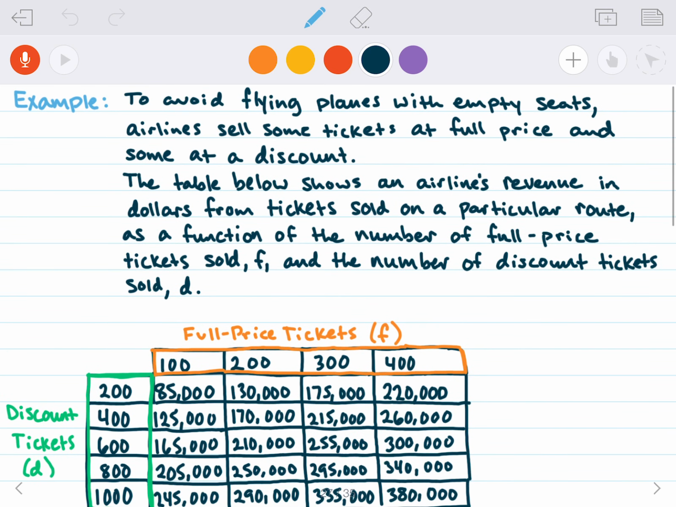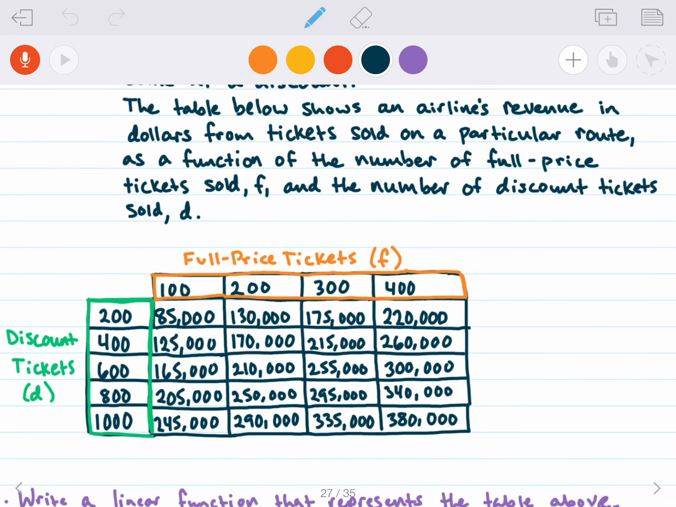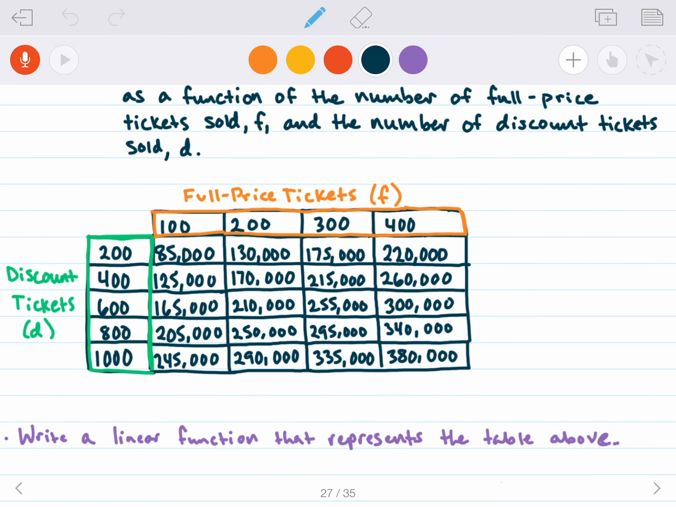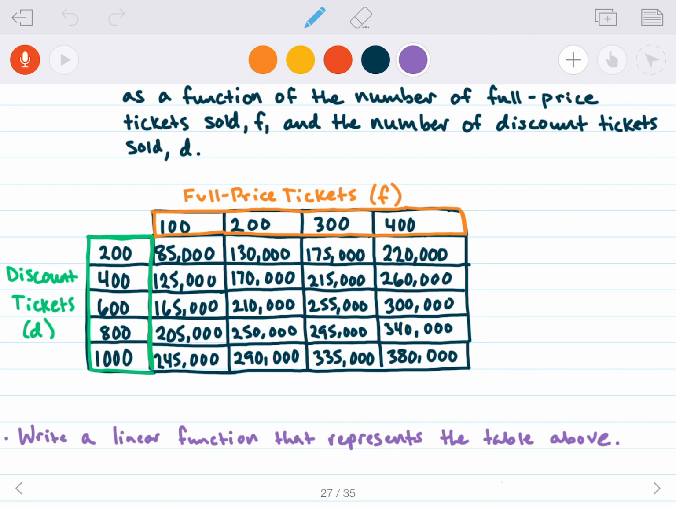Alright, let's look at a real-world example. This example came out of your textbook. It says to avoid flying planes with empty seats, airlines sell some tickets at full price and some at a discount. The table below shows an airline's revenue in dollars from tickets sold on a particular route as a function of the number of full-price tickets sold, F, and the number of discount tickets sold, D. Okay, so I used D in the column, as you can see in green, and I used my full price tickets, F, in the first row, which is orange. So we want to write a linear function that represents the table above.